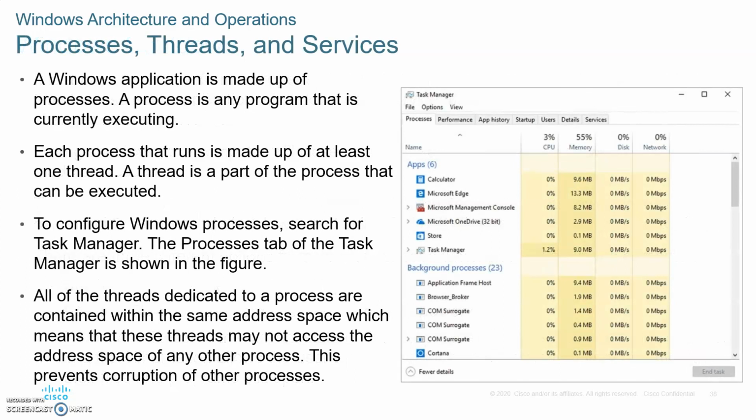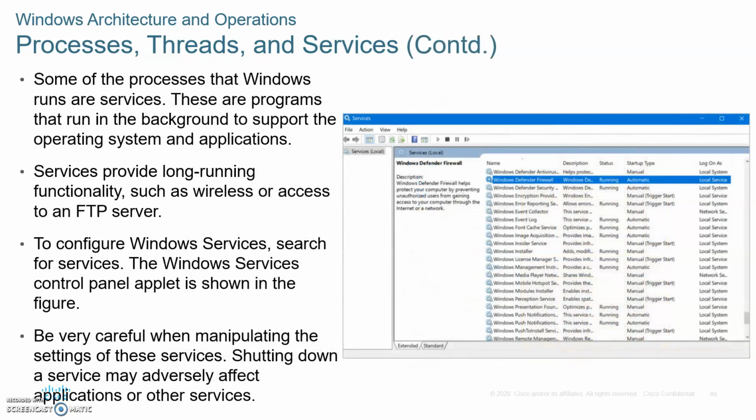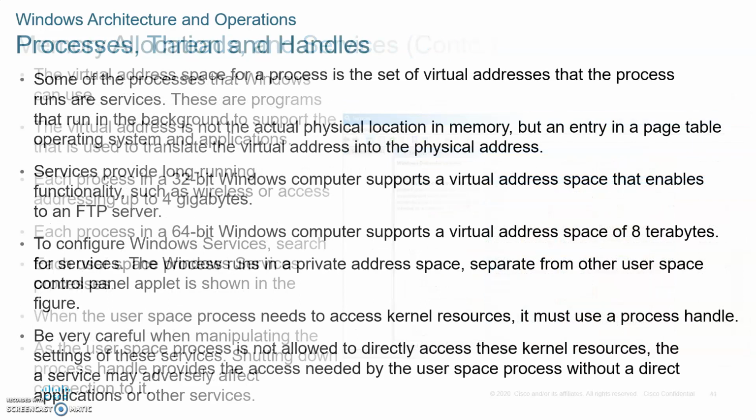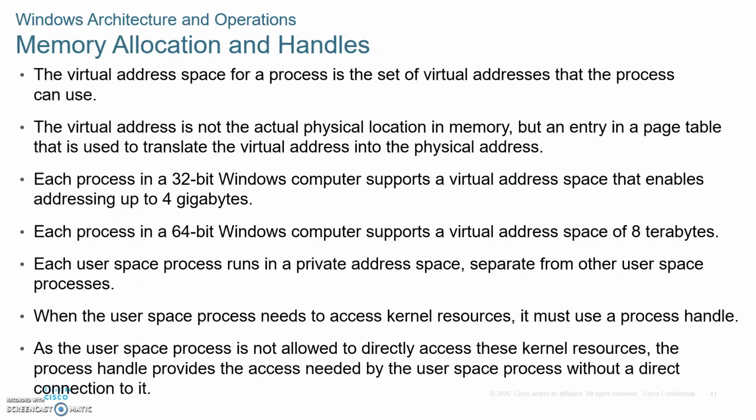All right, processes, threads, and services. A Windows application is made up of processes. A process is a program that is currently executing. You can have an application that runs a few processes, and sometimes the processes may be used by other applications as well. You really need to know this terminology more than anything else.